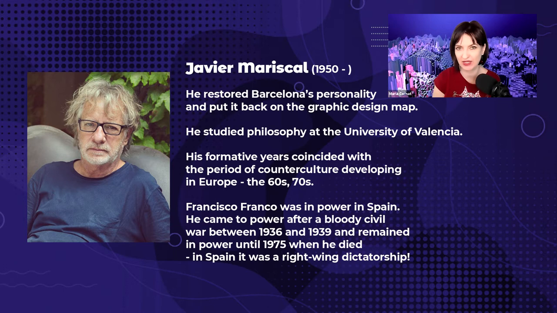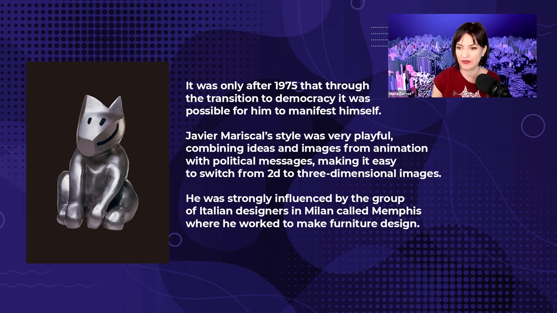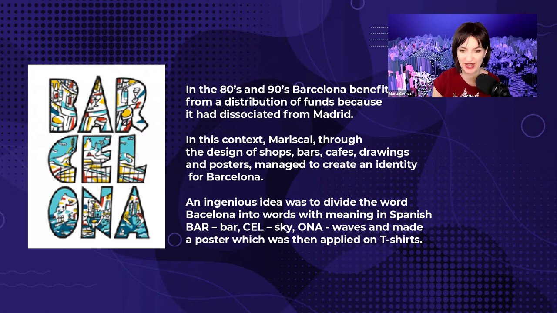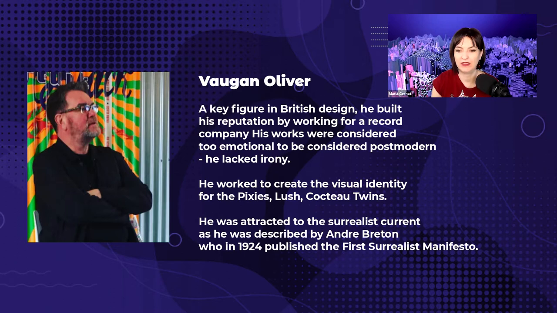Now, as I told you, Javier Mariscal, I don't know if you're familiar with his work, but he was very playful. He was combining ideas from animation with political messages. He was, as I told you, able to create this image for Barcelona, to do some sort of place branding, so to speak, city branding. And this is one of his most famous posters. He had this idea of separating the letters of the word Barcelona into bar, meaning bars, cel, meaning sky, and ona, meaning waves. And it was also very easy to print on t-shirts and all sorts of paraphernalia that could be used to brand this place. So, a key figure in graphic design.